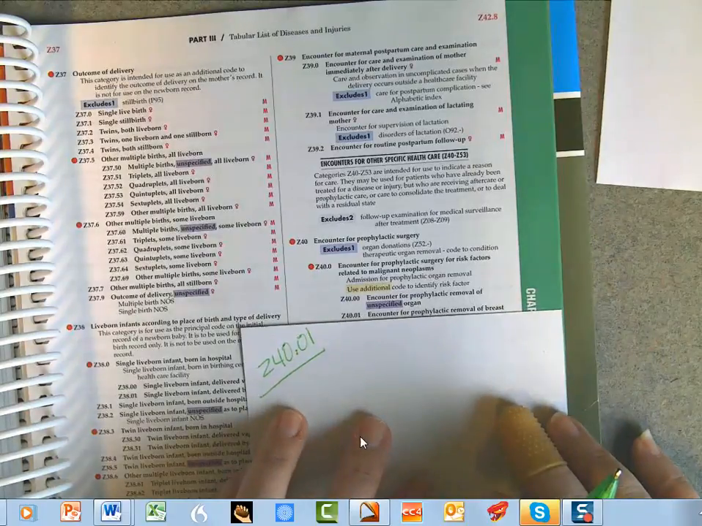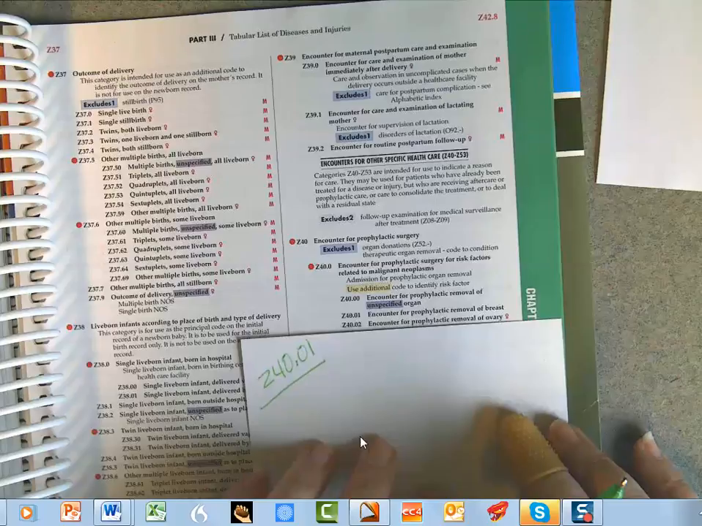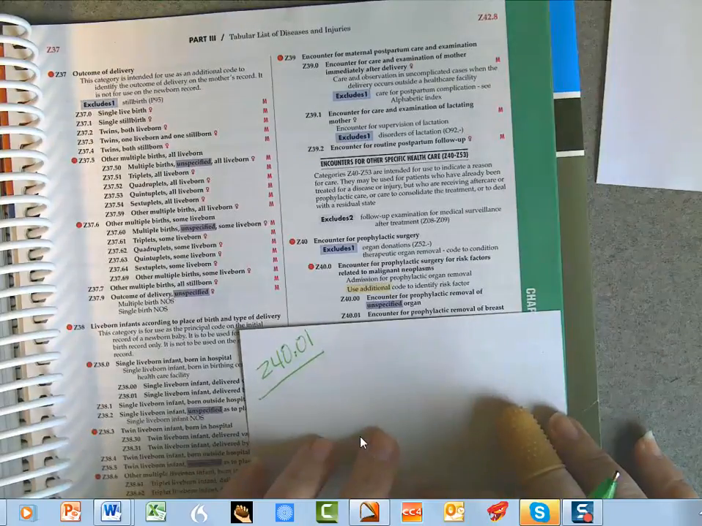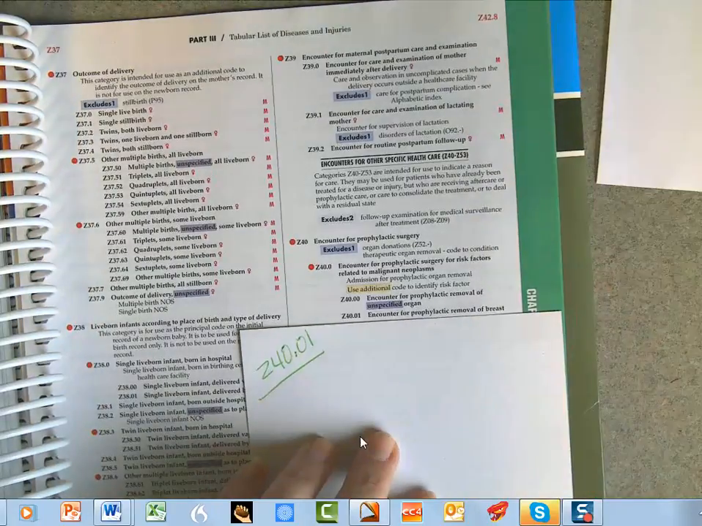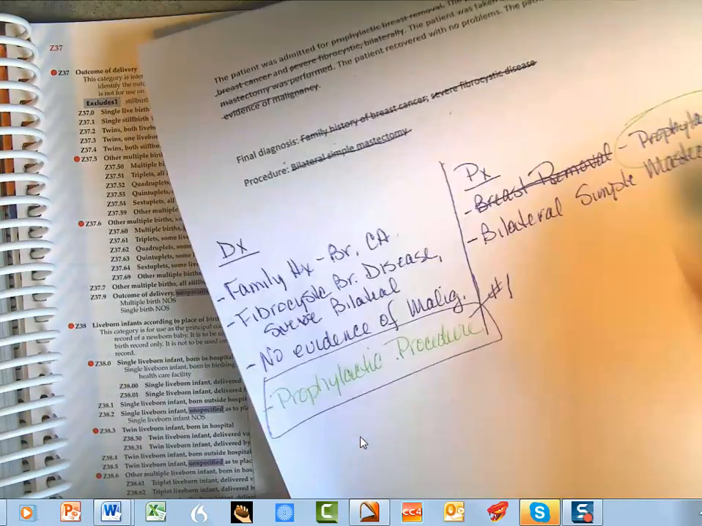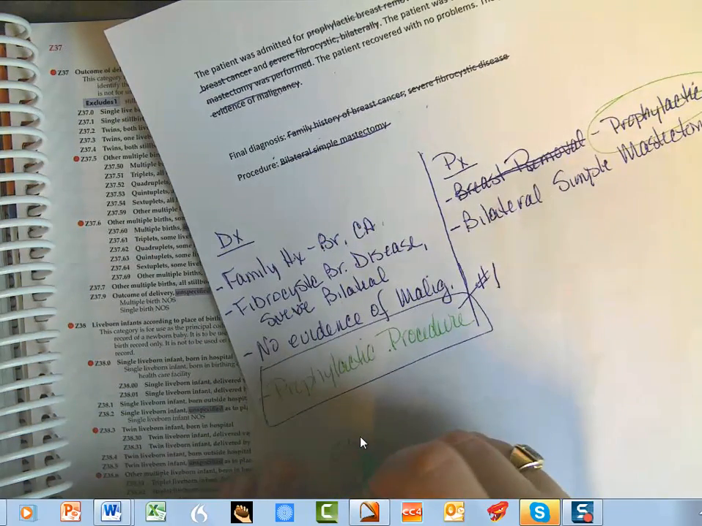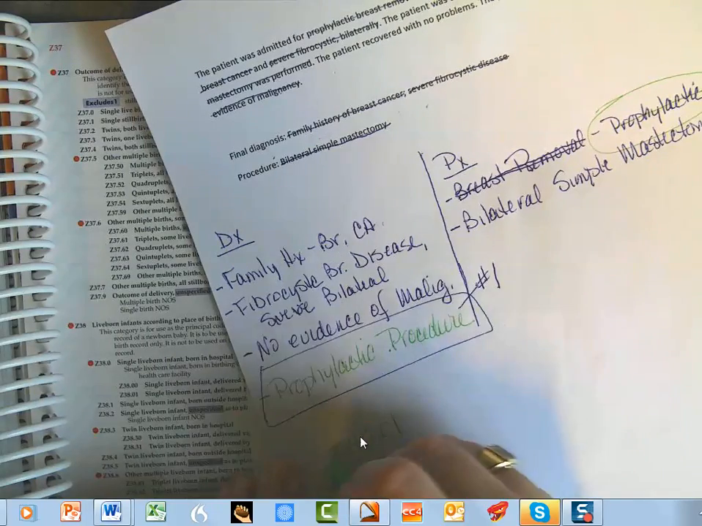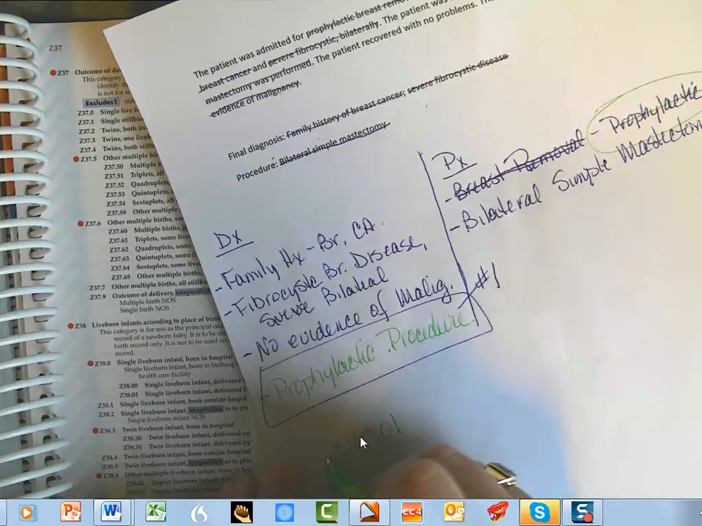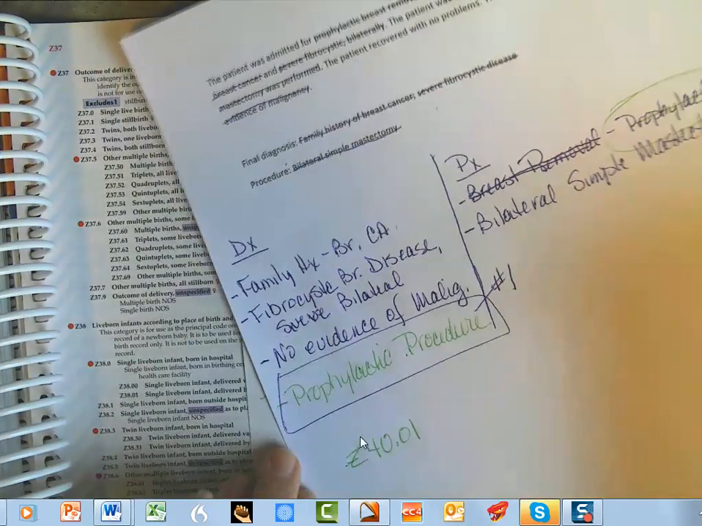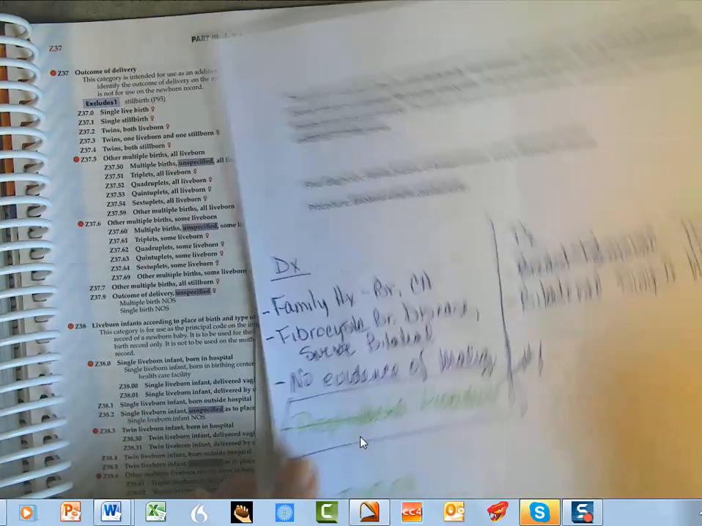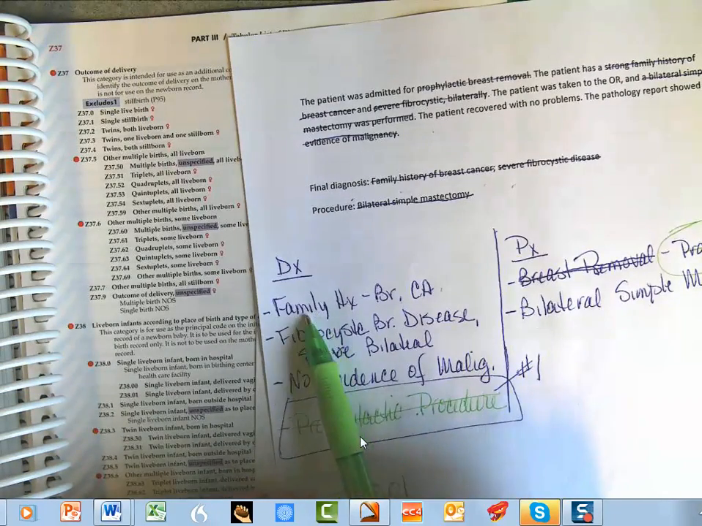And here's our Z40.01. Encounter for prophylactic removal of breast. Is that what we have? Sure is. So let's go ahead and put that down here. So her first code is going to be Z40.01. Okay? That's her principal. All right? So we've got that coded. So now we need to code the additional family history.